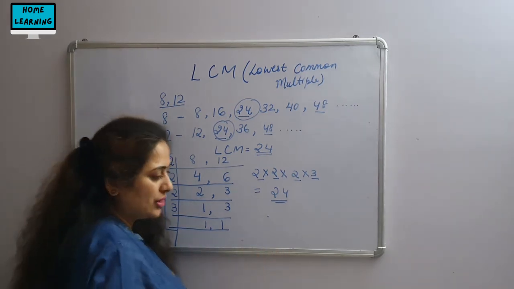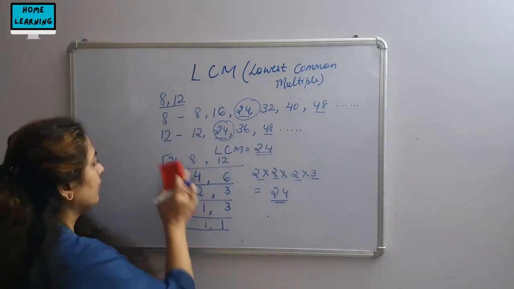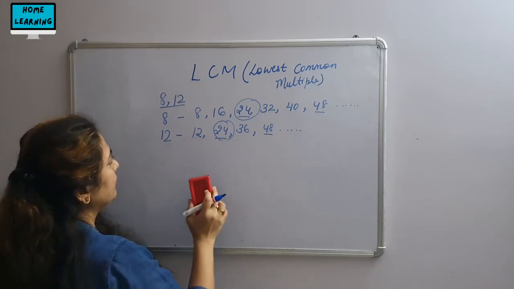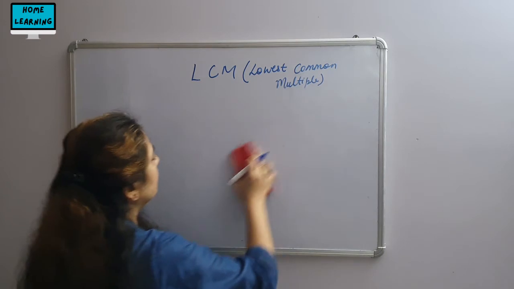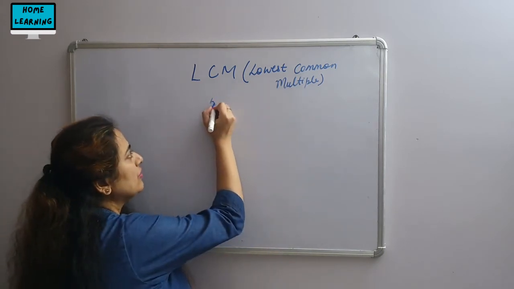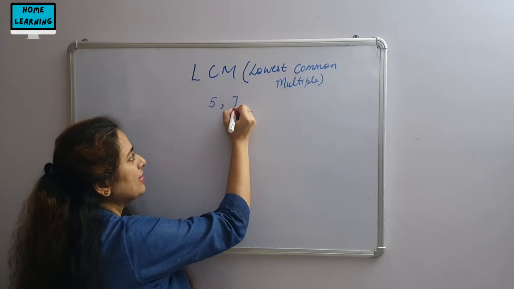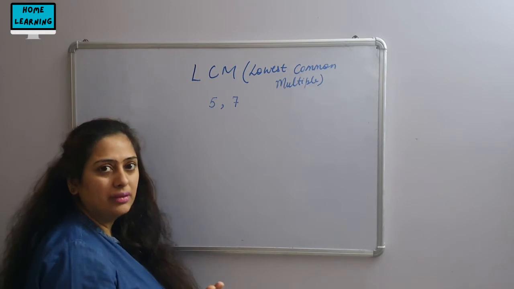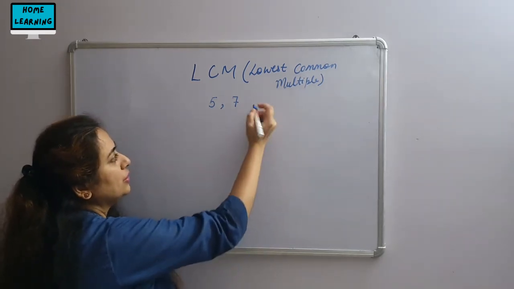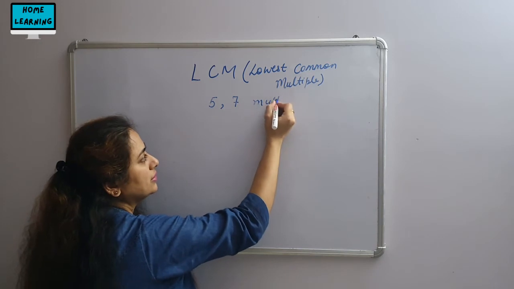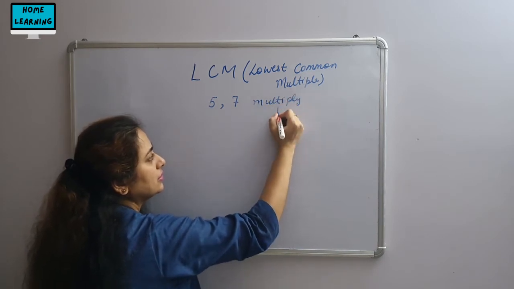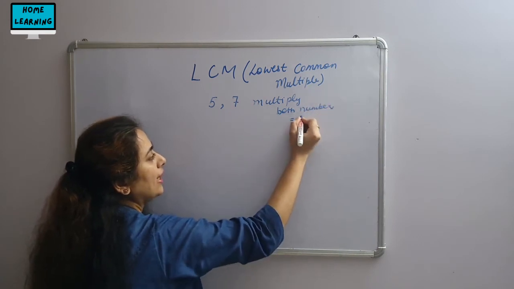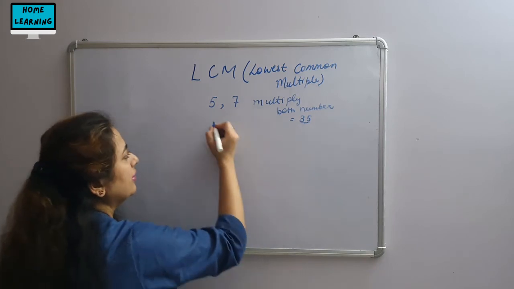Now we will do one more question. With the division method, find the LCM of 5 and 7. Whenever these do not have anything common, then you will multiply both the numbers. So I think 35 will be LCM here.